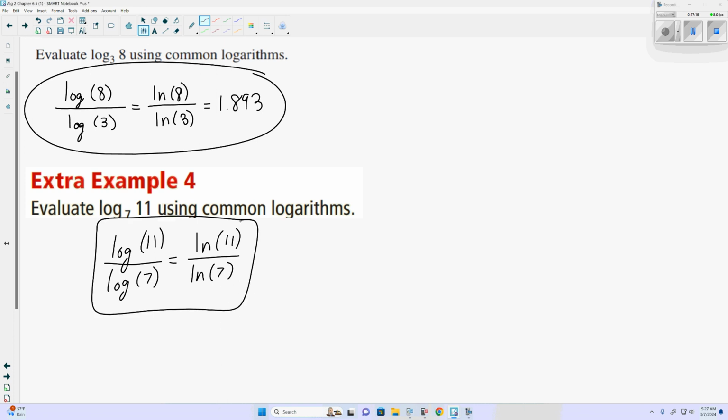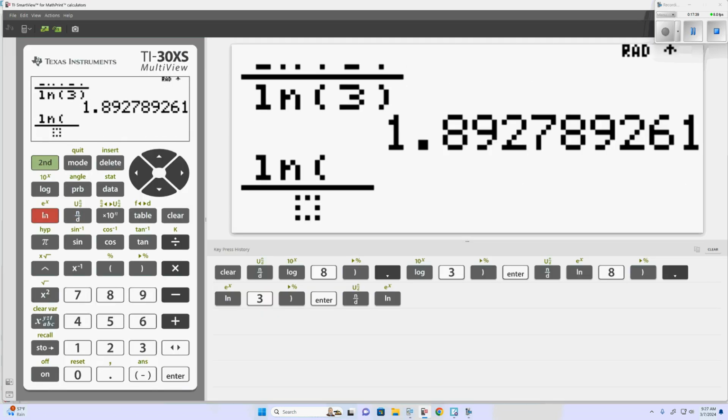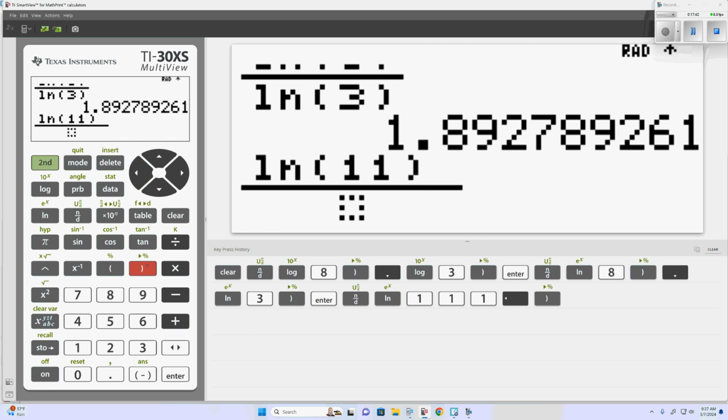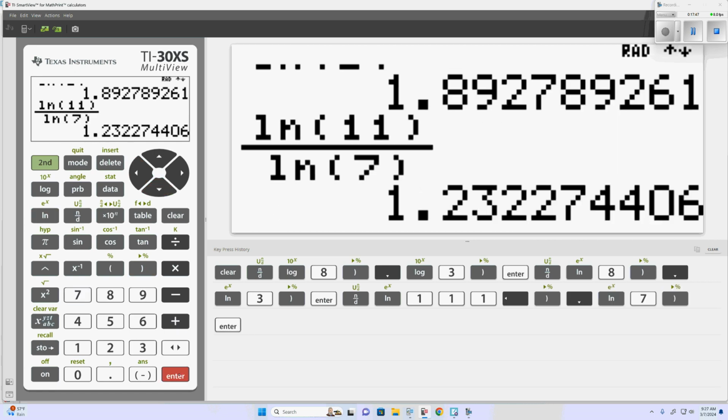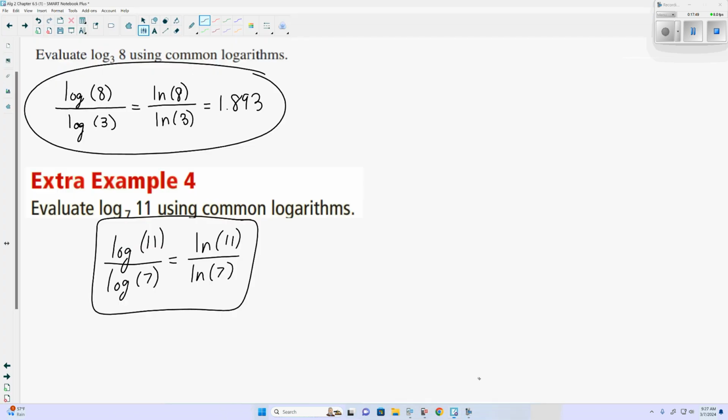I think they're getting there. Questions on these two here? We're ready for the next two. Well, if it asks to evaluate, because we really should be, but I mean, might as well. Yeah. ln of 11 over ln of 7 is 1.232. Yep. And that's it.